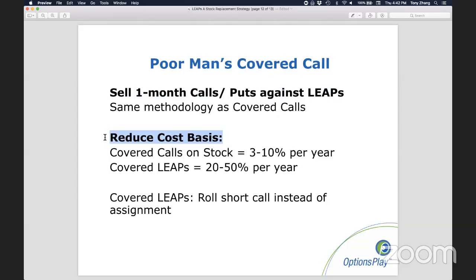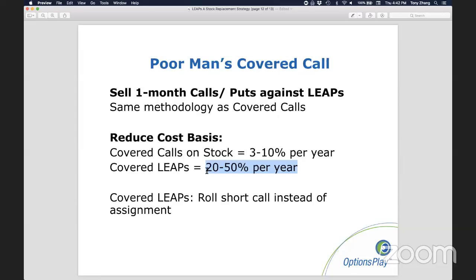So when you're selling covered calls on stocks that you own, you generally will be able to yield somewhere between 3 to 10% per year in reduction of the underlying cost basis of your underlying stock. Versus when you're buying a leap, they cost only about 20 to 30% of the underlying. You're usually able to generate anywhere from 20 to 50% reduction in your cost basis by selling against a leap.